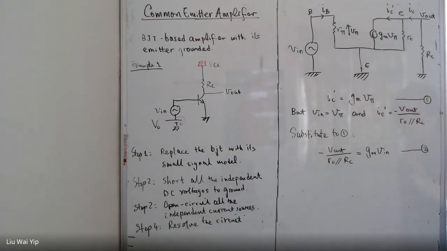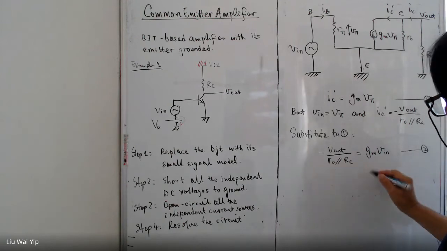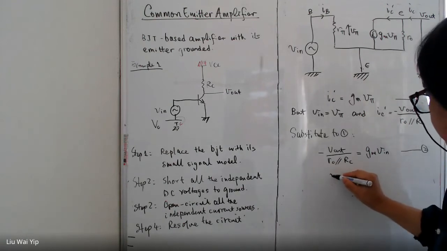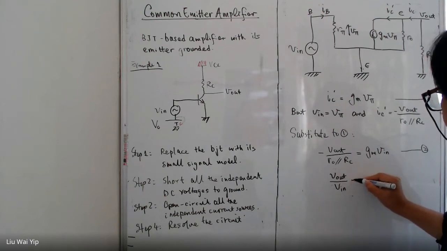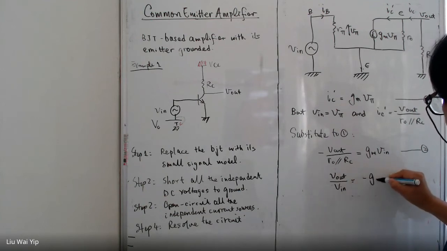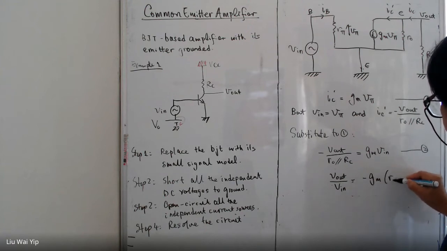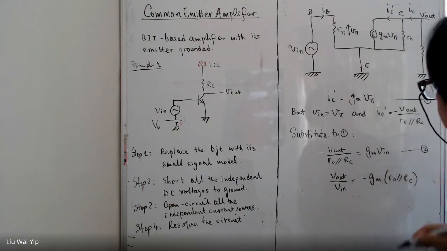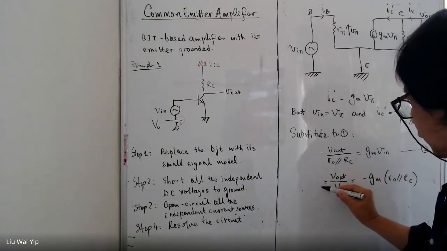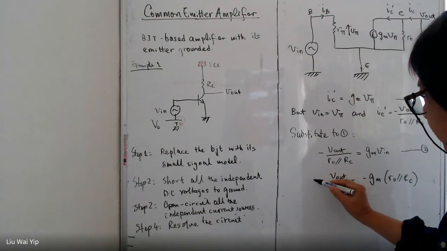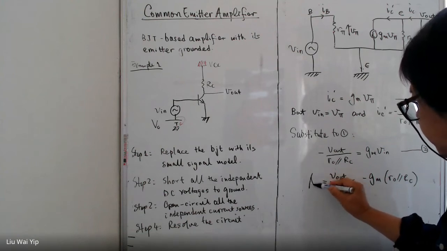By direct observation from equation 2, we can quickly know that Vout over Vin, which is the voltage gain, is equal to minus gm times r naught in parallel with RC. There is nothing difficult in this case. And normally we call this ratio the voltage gain.